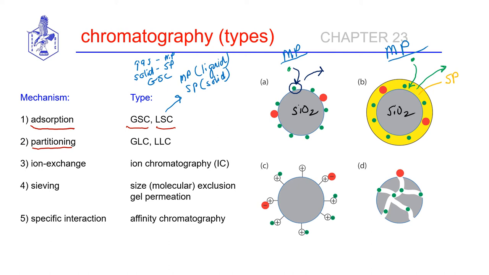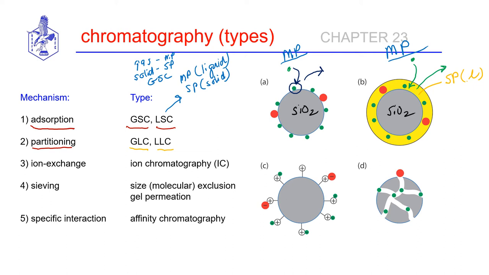So, because this stationary phase material is considered a liquid, the names of the techniques are gas liquid chromatography, in which case our mobile phase is a gas, and liquid liquid chromatography if our mobile phase is a liquid. The next group of techniques are our ion exchange chromatographic methods.